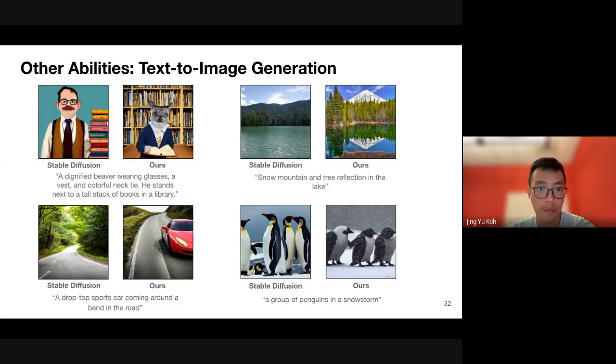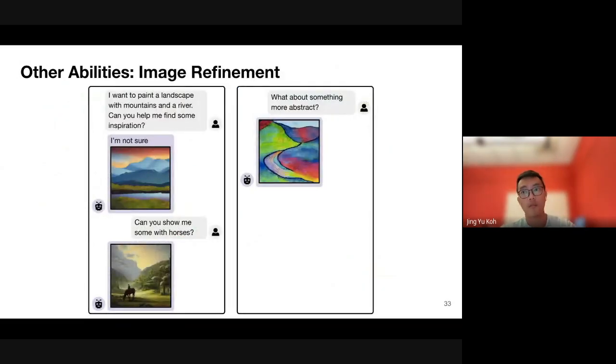Cool, yeah, great questions. So GILL is also able to perform some other capabilities. One of these is image refinement. You can ask GILL something like, I want to paint a landscape with mountains and a river. Can you help me find some inspiration? In this case, it actually generates text that says something like, I'm not sure, but it produces an image anyway. I think it's a good representation of what I wanted to paint. You can follow up by saying, can you show me some with horses? And it's able to condition on the previously generated image and the original input text to produce a relevant output. And this is actually quite a nice painting, I think, even though the rivers are kind of gone here.